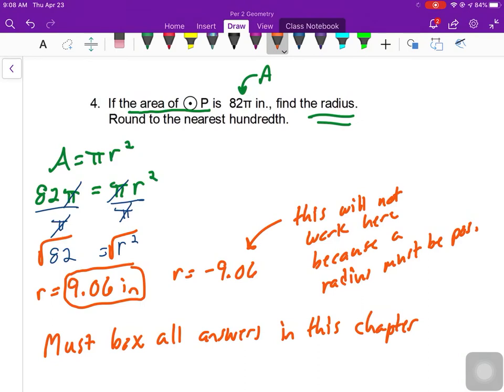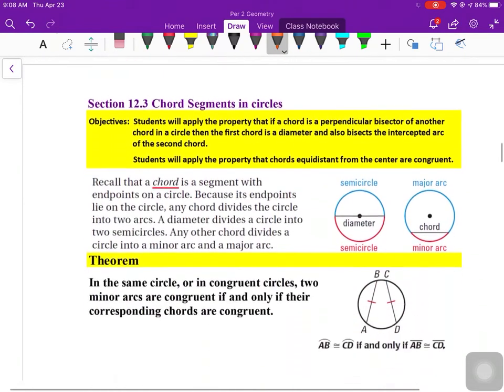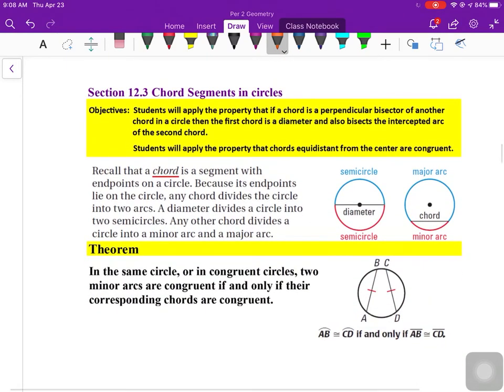We're going to talk about segments in a circle. Specifically today we're going to talk about chord segments. And recall that a chord is a segment that has both of its endpoints on the circle itself. And a diameter is a special chord. It's a chord that passes through the center. All other chords would have minor arcs associated with it.